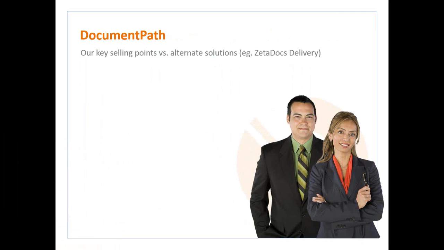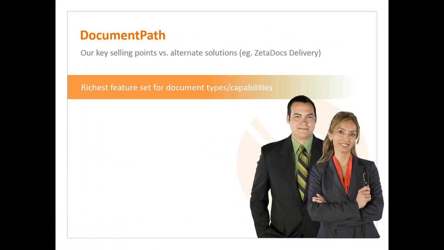Our key selling points with DocumentPath, even on the sending side, there are a number of competitive solutions that were already out there when we created the product. I'll talk a little bit more about that. But our main selling points, Zetadocs Delivery is a very good product. It's very well known in the community. But we believe we have the richest feature set for the number of document types we'll send out and the capabilities around those. Some of the things DocumentPath can do, you just wouldn't be able to pull off with a tool like Zetadocs Delivery.